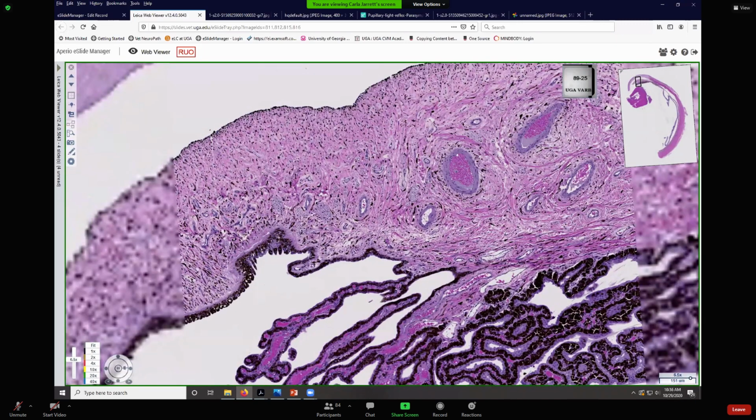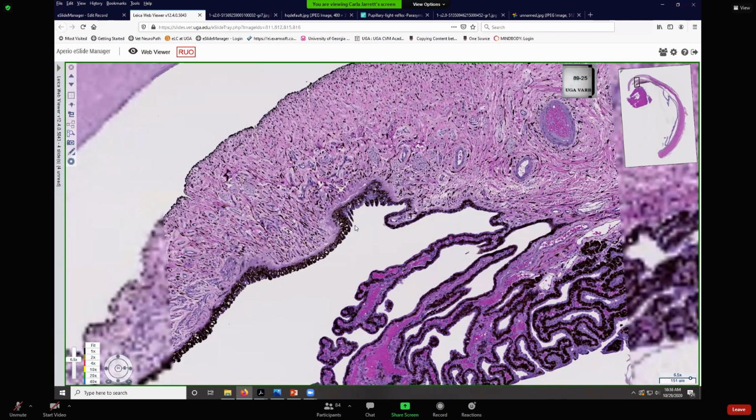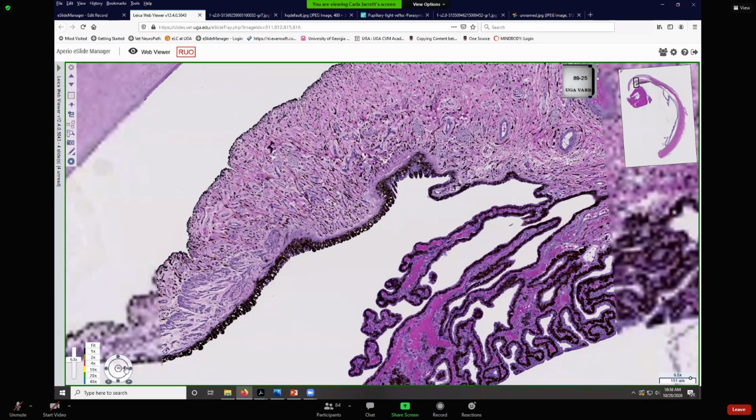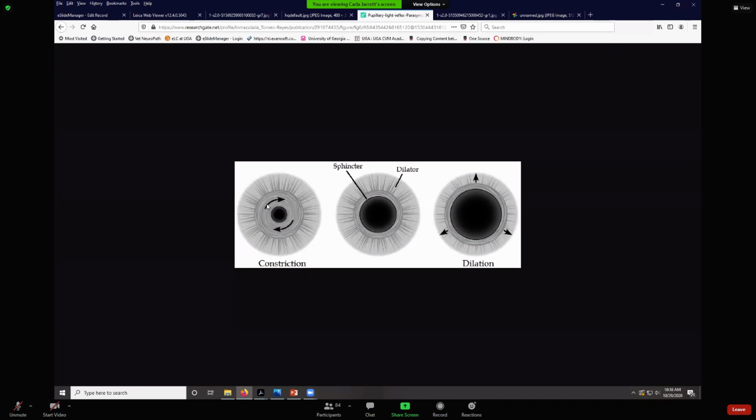Okay. Now we have some epithelium and we have some dilator and sphincter muscles that we need to look at in the iris. The sphincter muscles are arranged circularly. So if you have a transverse section, you would expect to see those circularly arranged fibers in cross section. And you would expect the dilator muscles, which are arranged radially, to appear in longitudinal section if you made a sagittal section of the entire eye.